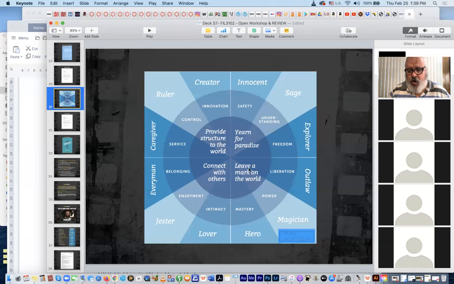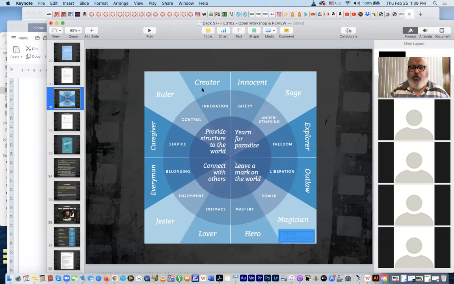And then we have these primary subcategories: connecting with others, providing structure to the world, yearning for the proverbial paradise, or leaving a mark on society. Okay, so we have all of these tendencies that we can start to ferret out when we're fleshing out a character, who they represent in the story, and how they interact with other characters in the story.